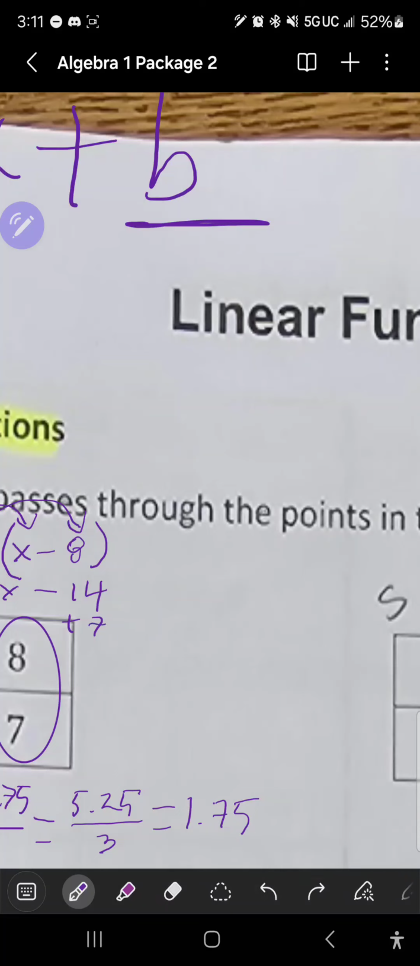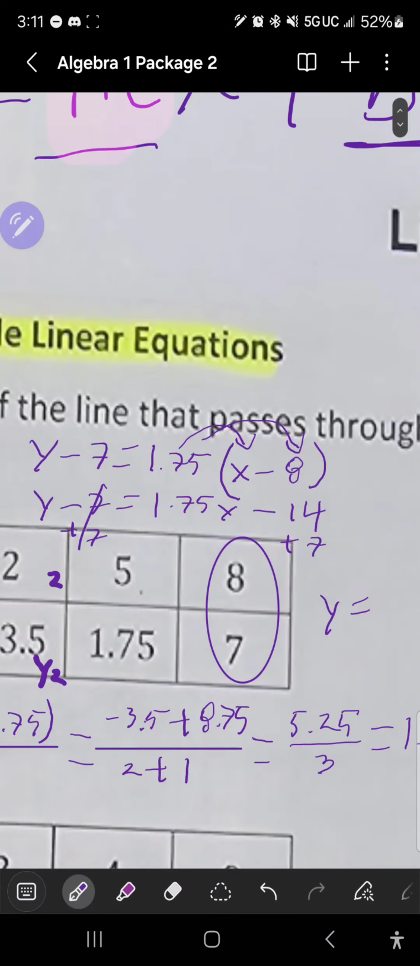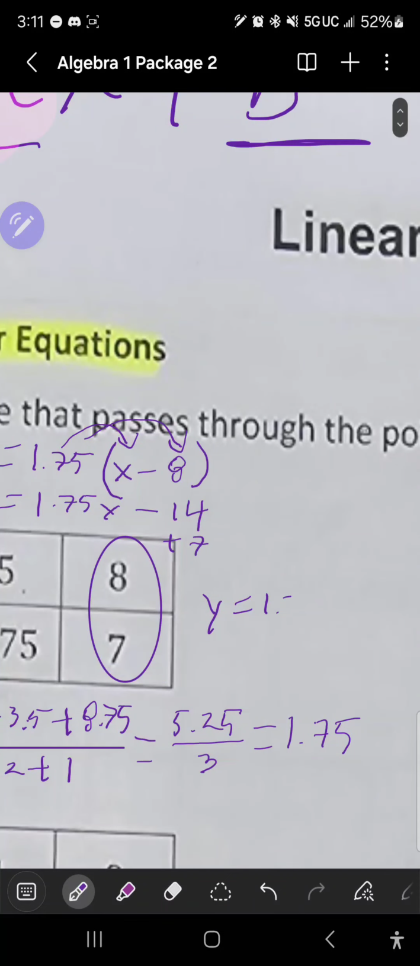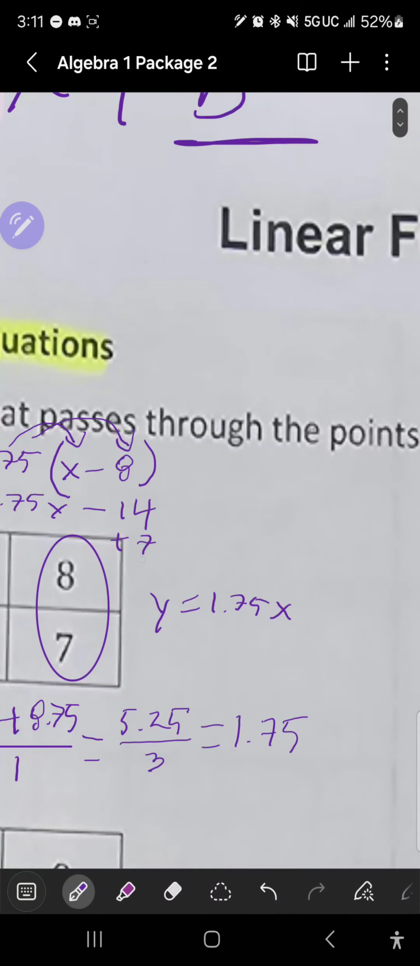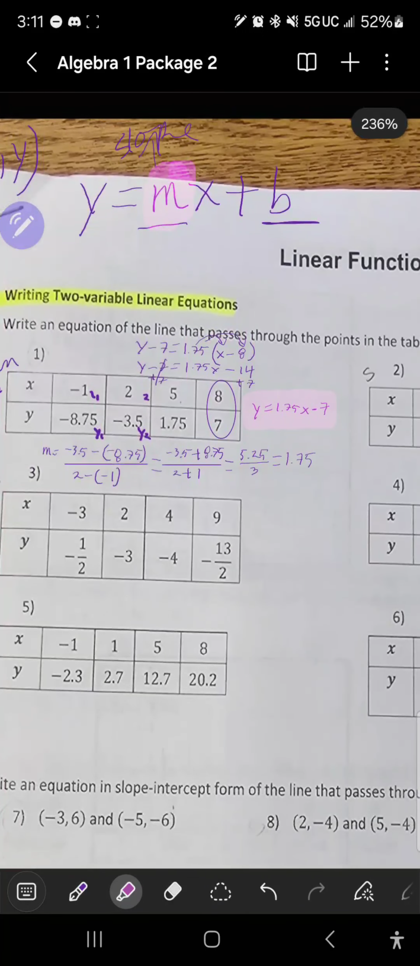However, I'll write it right here. Y equals, so this cancels out, 1.75x and negative 14 plus 7. They have different signs, so we subtract them and keep the sign of the greater one. So 14 minus 7 is 7, and since the 14 is negative, it will be minus 7. And this right here is our answer. This is the equation of the line that passes through those points.